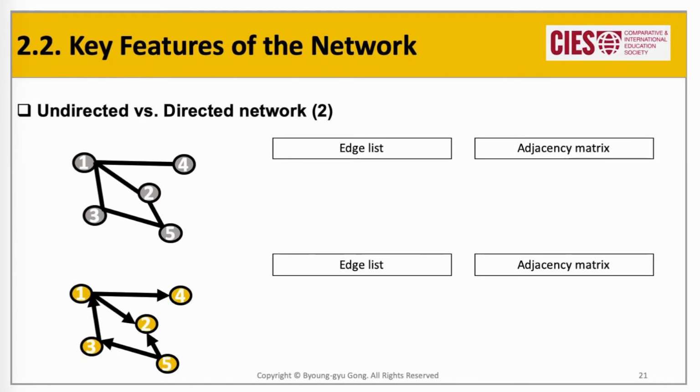Then let's see how the undirected or directed network is represented through the edge list and adjacency matrix. First, I recommend you practice writing the edge list and adjacency matrix here for yourself. Just pause this video for a few minutes and try to write down the answers as you learned how to do it previously. Then I will show you the answers.